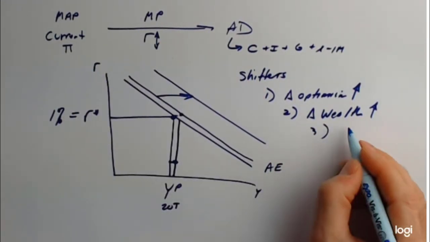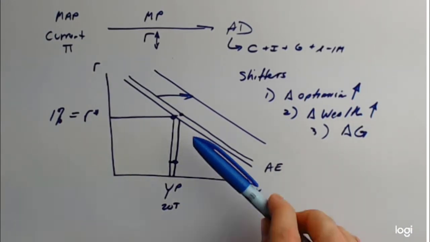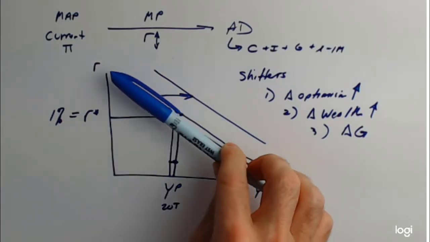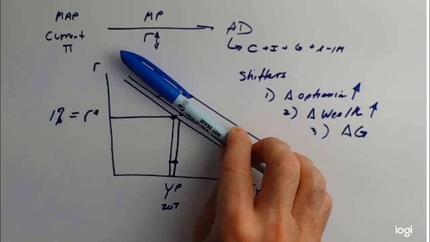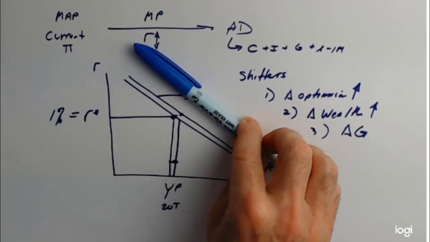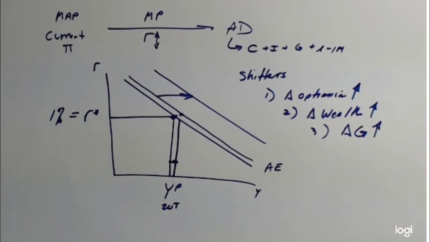Three, a change in government expenditures, G. Well, if the government decides to increase expenditures for whatever reason, wants to pull us out of a recession, that's called fiscal policy, or just grow the economy a bit, then that's going to cause the aggregate expenditure curve to move to the right.